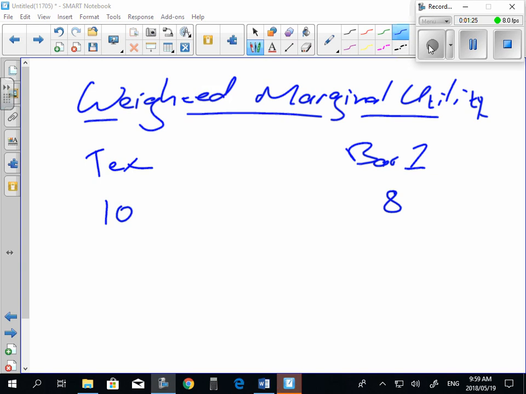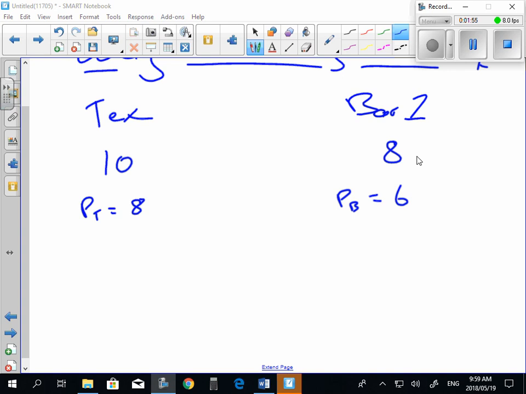But what if I told you that the Tex cost 8 Rand and the price of Bar One was 6 Rand? Now, which one do you buy? It's a little bit more difficult. You cannot just compare the utility. So essentially what we want to do in this case is calculate a per Rand value for utility. Okay? So if I spend my 8 Rand on a Tex, I'm getting 1.25 utils per Rand value spent on Tex.